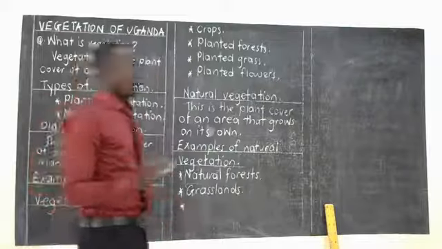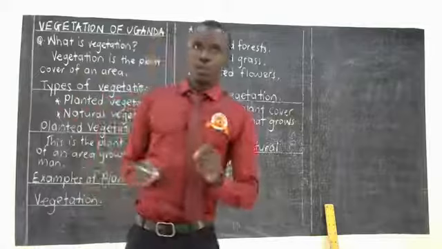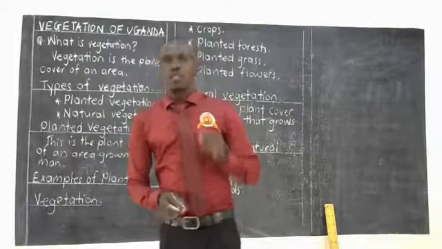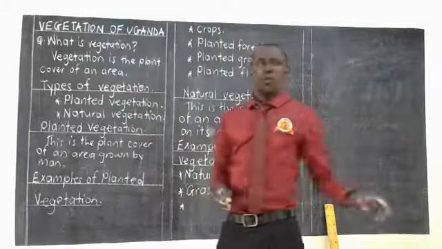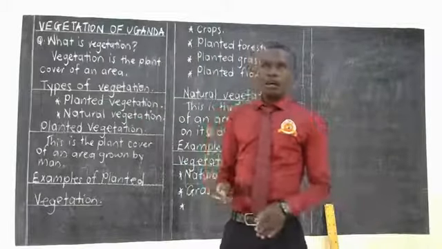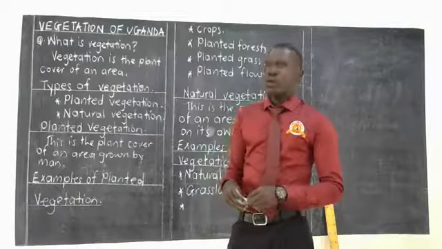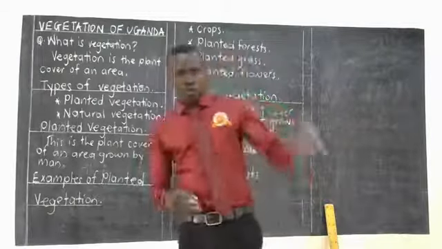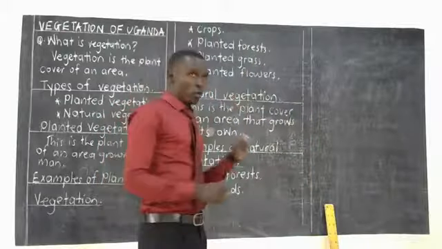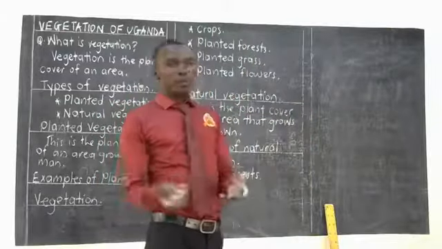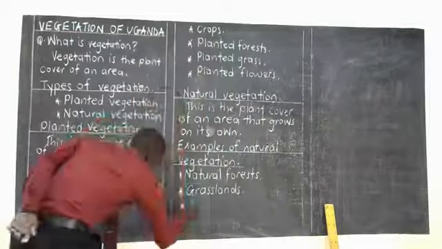Another natural vegetation that we have is swamps. Yes, we all see swamps around. A waterlogged area with vegetation is a swamp. Whenever we move around, we find such places that have water with some plants growing in it. That is a swamp.